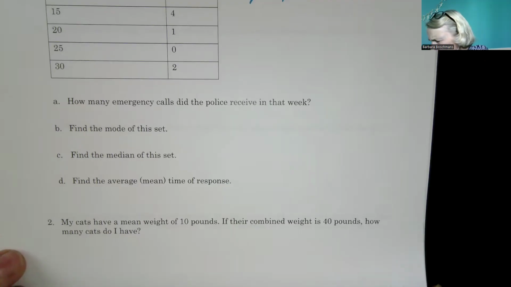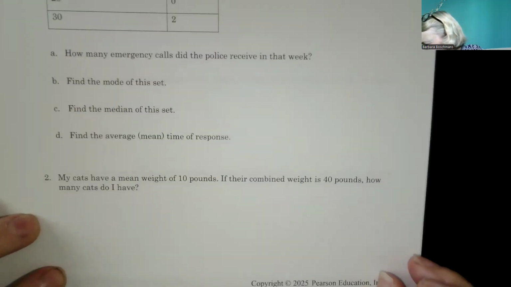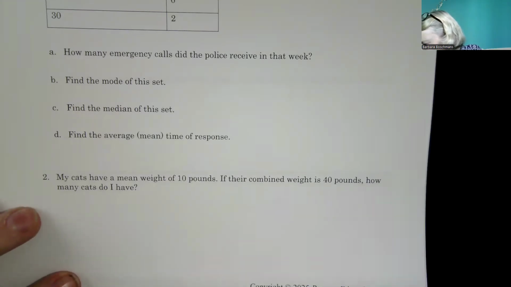Okay, number 2, my cats have a mean weight of 10 pounds. If their combined weight is 40 pounds, how many cats do I have? So I have an average mean of 10.